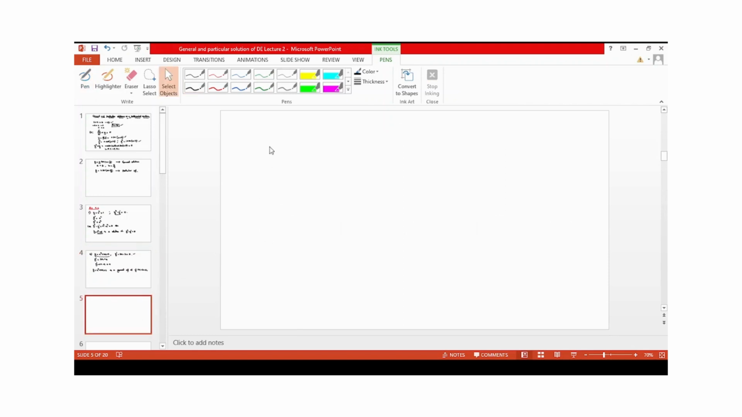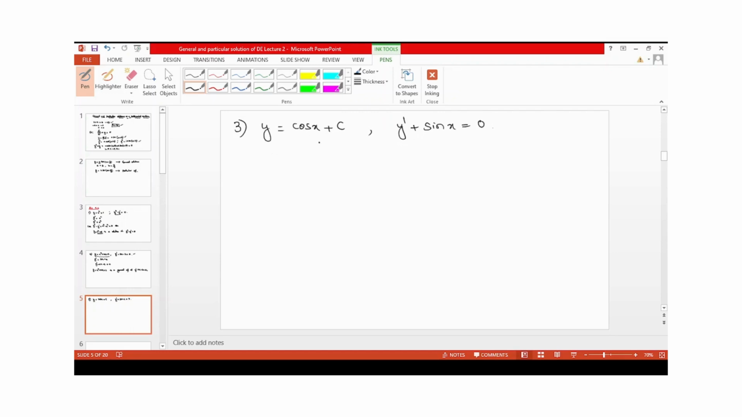Let's move on to the next question. Third one, y equal to cos x plus c. Yes, here the general solution contains the trigonometric functions. So y dash plus sin x equal to 0.